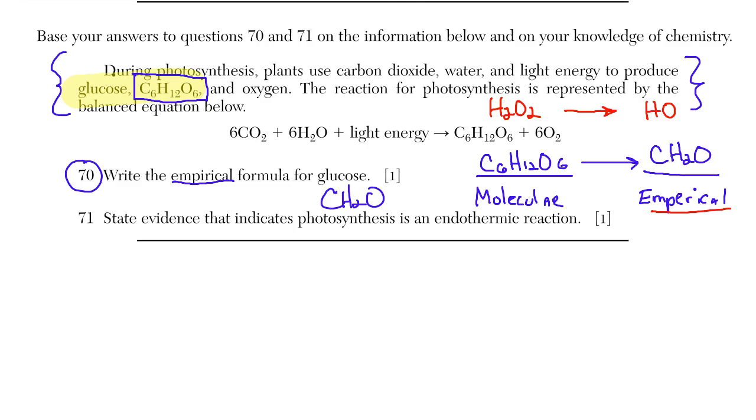All right, so we're going to do number 71. State the evidence that indicates photosynthesis, which is this reaction they talk about in the blurb, is an endothermic reaction. And my friends, in chemistry, I see energy. Don't fall for the fact, hey, it's light energy. It doesn't matter. Energy is in the reactant side.